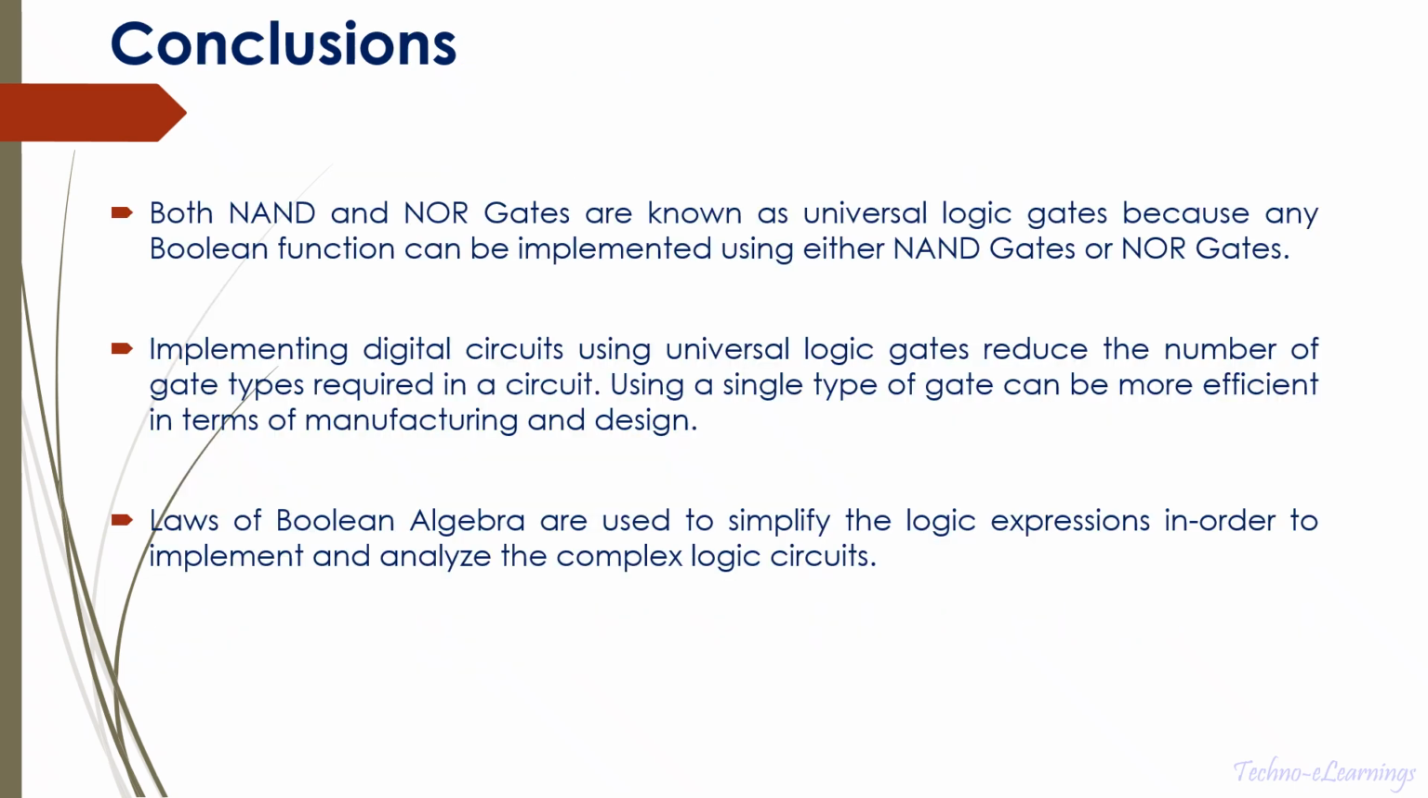Conclusions. Both NAND and NOR gates are known as universal logic gates because any Boolean function can be implemented using either NAND gates or NOR gates. Implementing digital circuits using universal logic gates reduces the number of gate types required in a circuit. Using a single type of gate can be more efficient in terms of manufacturing and design. Laws of Boolean algebra are used to simplify the logic expressions in order to implement and analyze complex logic circuits.